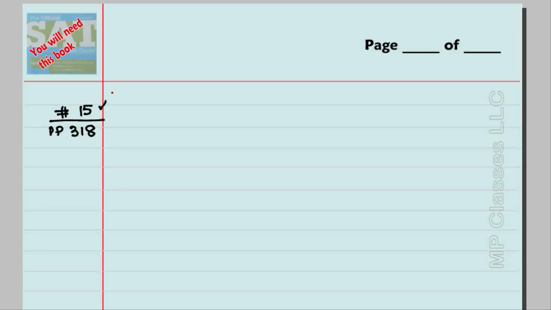We will do problem 15 on page 318. What is the least value of x that satisfies the equation above? We are asked to find the least value of x which satisfies this equation. That's what is referred to as the equation above, like this.